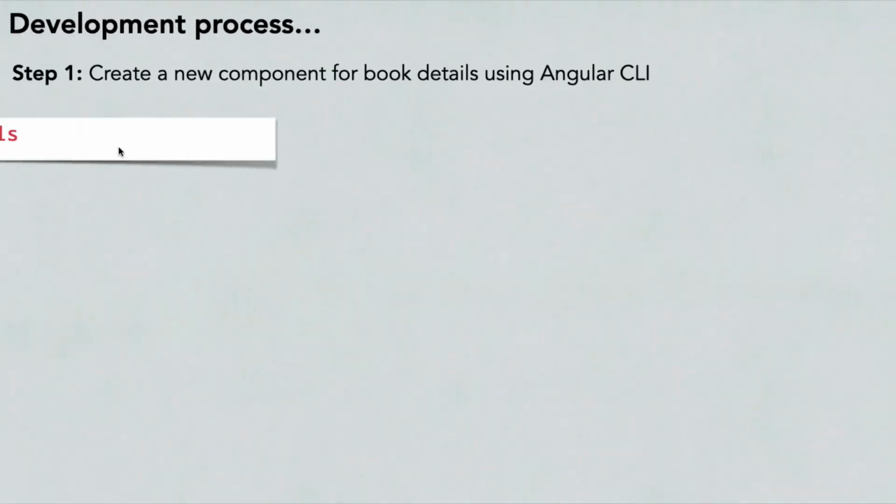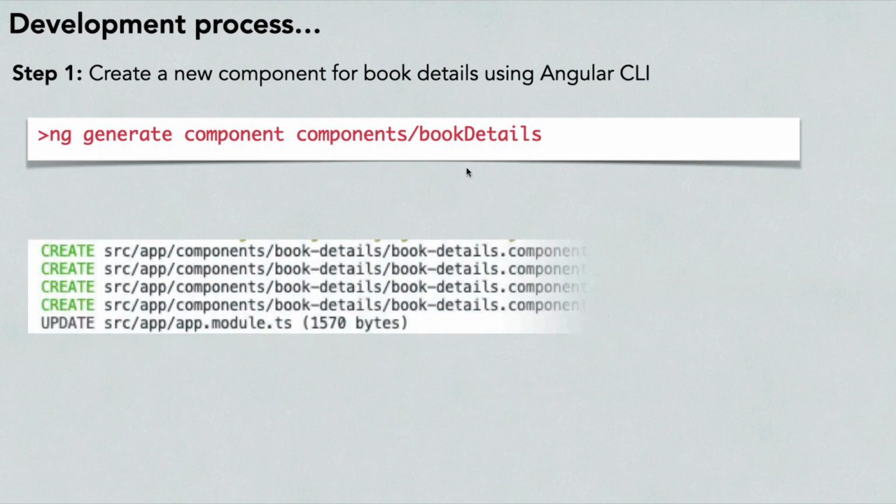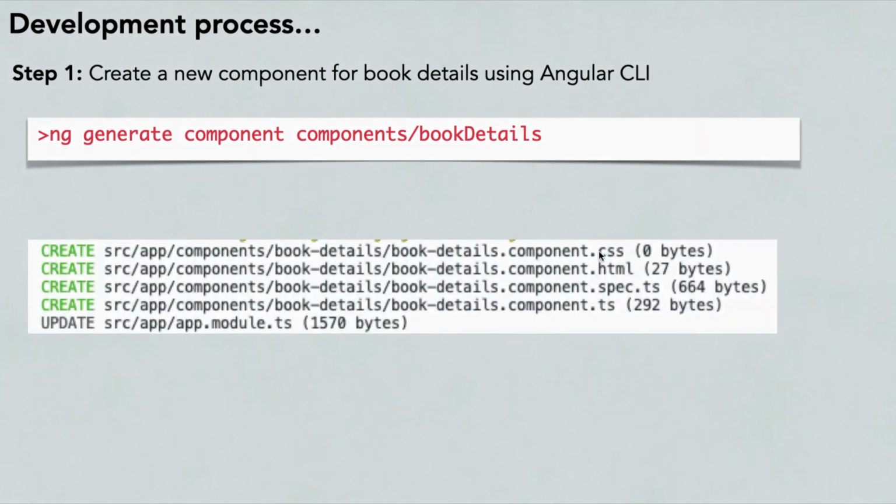So the first step is to create a new component for book details using the Angular CLI. We're going to make use of the Angular CLI to create a new component, and here is the command for that: ng generate component and the component name. This is going to generate all the necessary files, the CSS file, HTML file, the TS file, and it also updates the app.module.ts file.